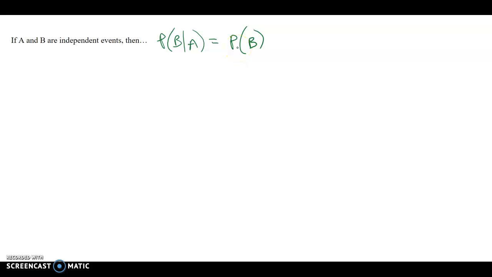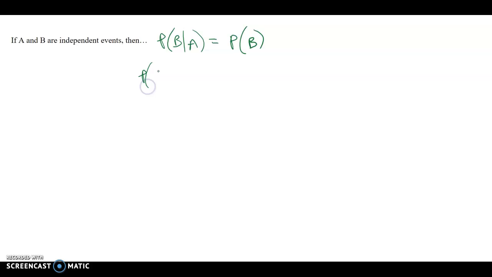But I want you to notice something on the previous page, page 368. It reminds us what the probability of B given A is.